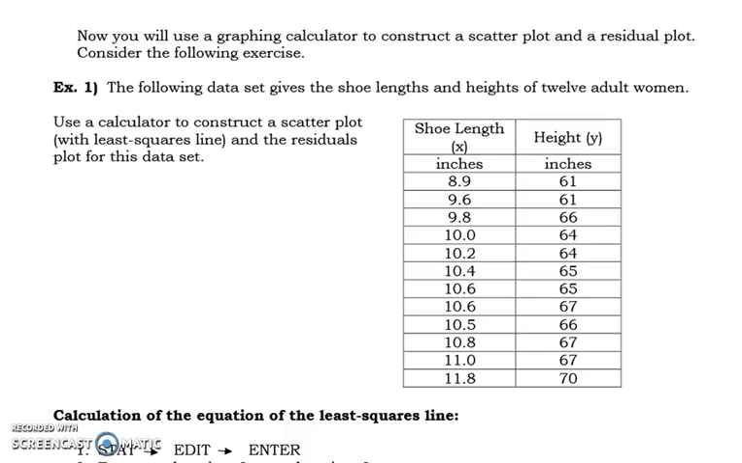We're going to use the graphing calculator to construct a scatter plot with the least squares line and the residual plot. So at this time, what I want you to do is put the shoe length in L1 and the height in L2, and then pause the video in order to put the data values in. Then when you come back to the video, I will help you walk through the scatter plot, the least squares line, and the residuals.